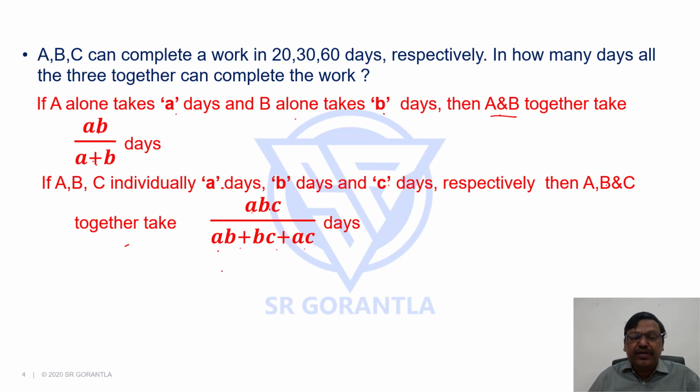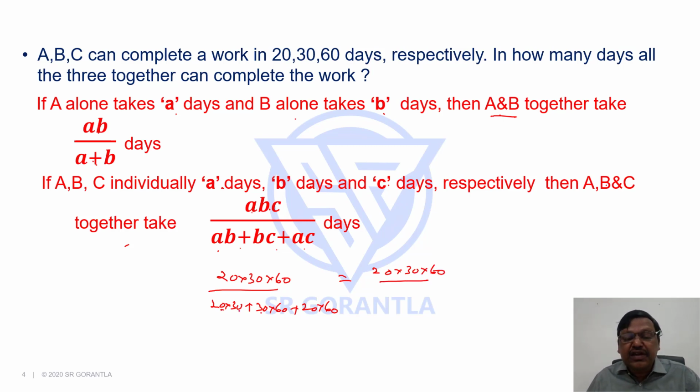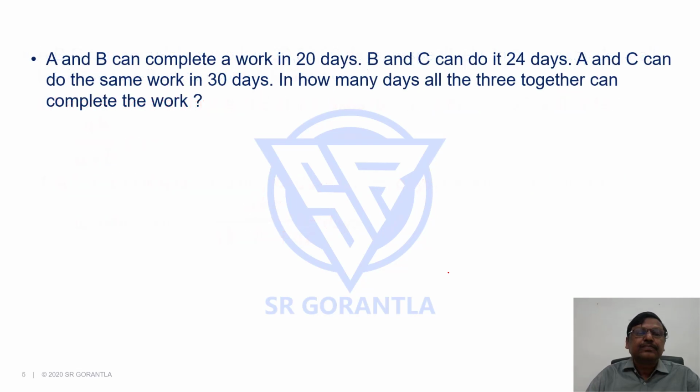Here, if I apply this formula, 20 into 30 into 60 by AB, that is 20 into 30, plus BC, that is 30 into 60, plus AC, that is 20 into 60. It is 20 into 30 into 60 by 600 plus 1800 plus 1200, that is 3600. 60 60s, 3 1s, 3 2s, 2 10s. Our answer is 10 days. This is another way of solving the question, right? So three different approaches we have discussed. Let's take up one more.